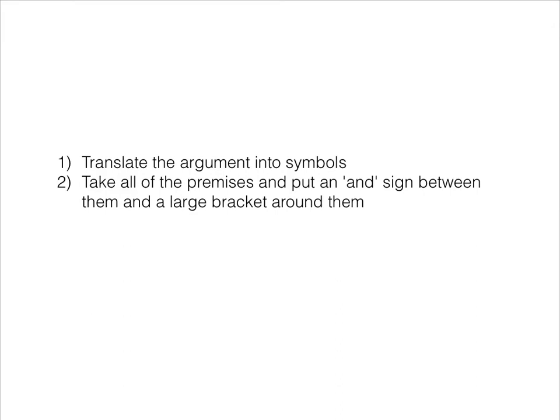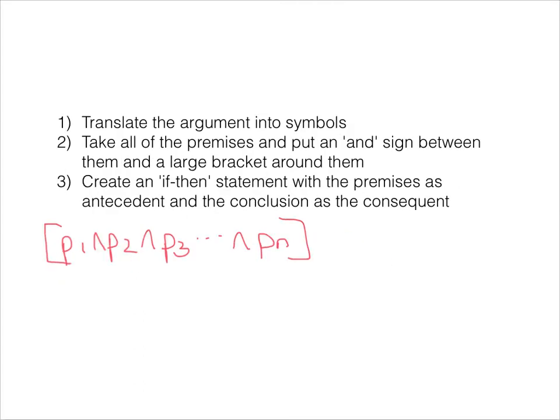The next thing we need to do once our argument is entirely in symbols is we need to take all of the premises and put an and sign in between them. So we're going to take P1 and P2 and P3 all the way until we hit our last premise, and we're going to put a large bracket around them. The last step is we create an if-then statement with the premises as our antecedent and the conclusion as our consequent. And this is exactly the compound statement that we are going to create for our truth table.